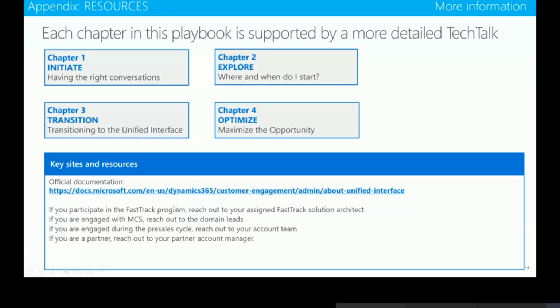And then a couple of things just as broad guidance. If you do participate in our FastTrack program, you can, of course, reach out to your assigned FastTrack solution architect for more information. If you are engaged with Microsoft services, you can reach out to their domain leads who also have a lot of knowledge in this space. If somebody is engaged in a pre-sales cycle, you can reach out to the account team. This is probably more relevant for partners engaging with customers that are ready to move to the unified interface. So if you're a partner, either the Microsoft account team or the partner account manager will connect you to our team. That concludes really the formal part of the presentation.